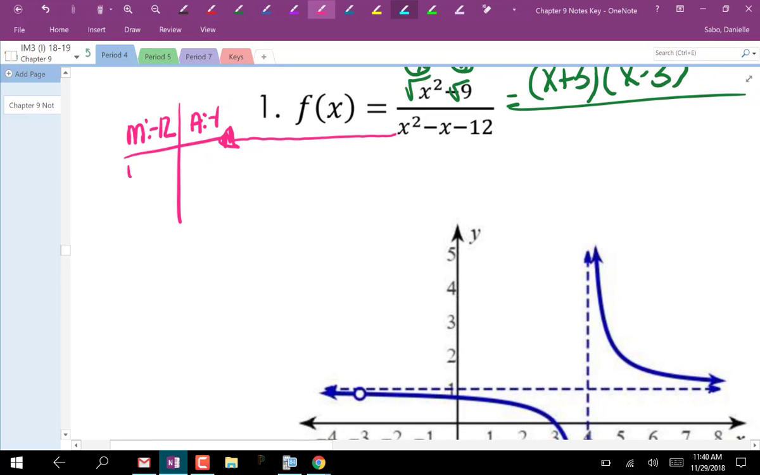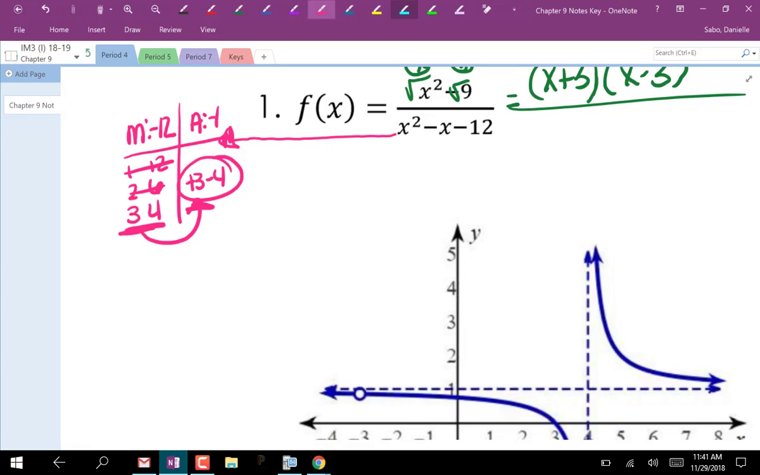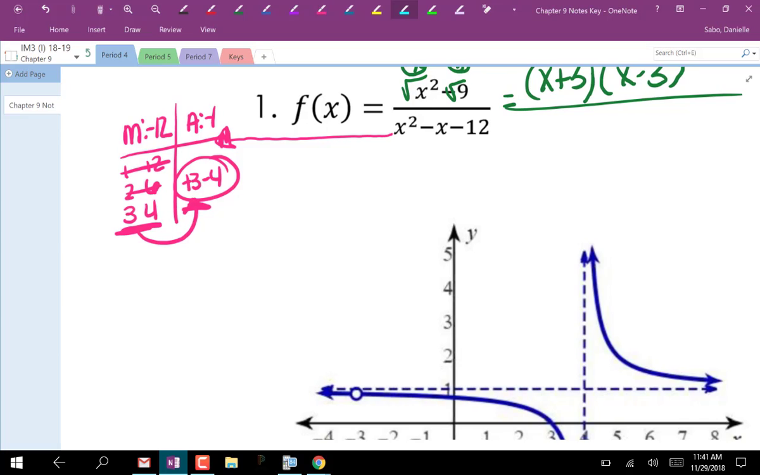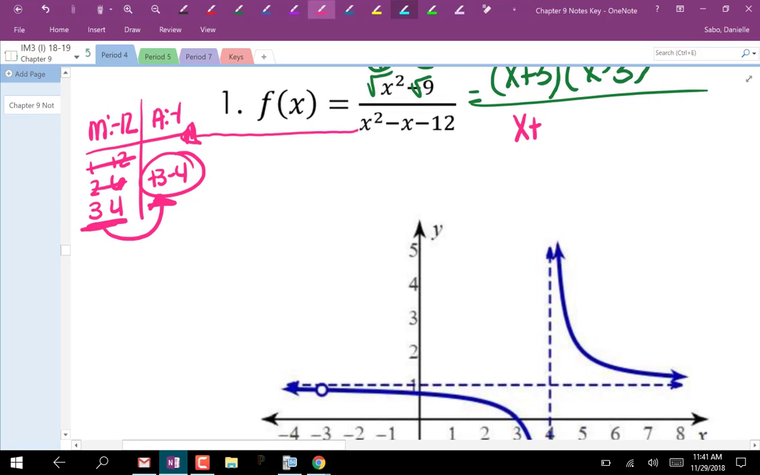So I have 1 and 12, that's not going to work. 12 divided by 2 gets me 6, that's still not going to get me -1. 12 divided by 3 gets 4. Can I get -1 from 3 and 4? Which one would have to be negative, the 3 or the 4? Very good. +3 and a -4. The reason why I want a -4 is because my adding part is a -1. So the bigger number must be negative. Okay, so now we have that here. X plus 3, x minus 4.